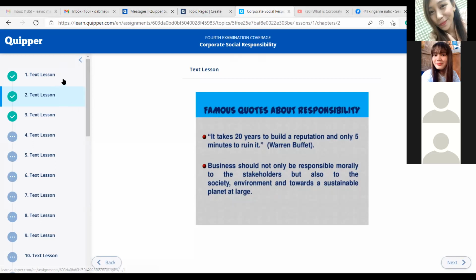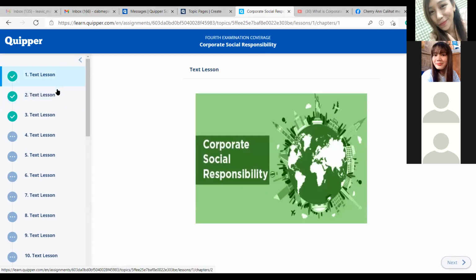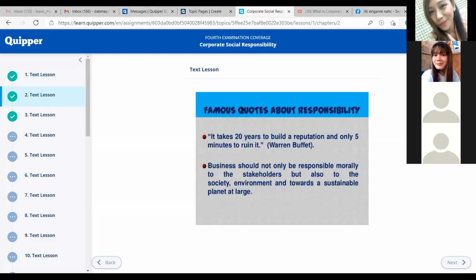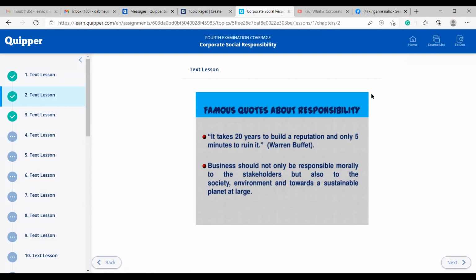Okay, thank you so much, Judeline. Parang si Judeline na lang always ang ka-affirm sa akin. Okay, to continue that or to expound that, now, there are famous quotes about responsibility. So, sabi ni Warren Buffet, it takes 20 years to build a reputation and only 5 minutes to ruin it. Kindly, or can someone expound that quote?